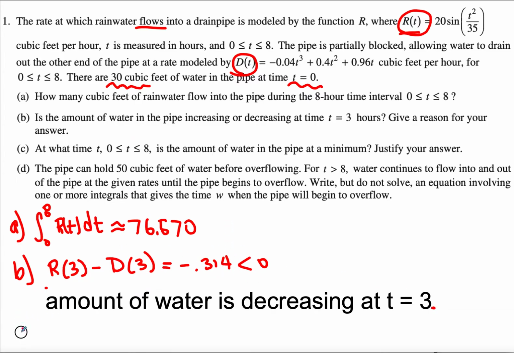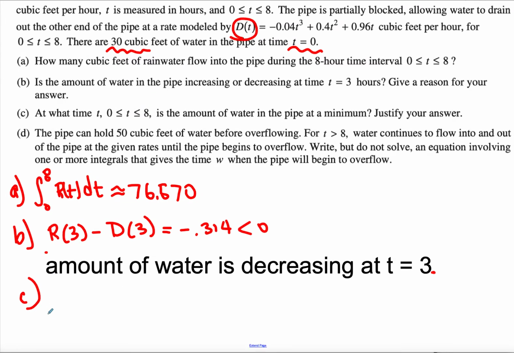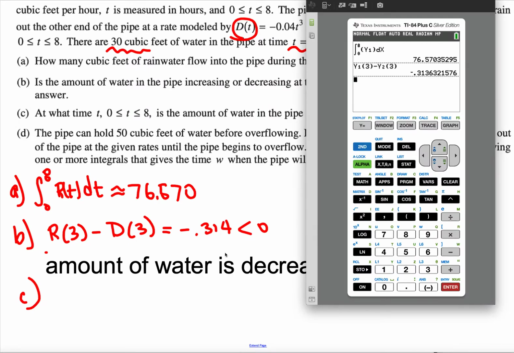Now let's look at part C. We're looking for the minimum. That means we need to consider the beginning and ending, and then any critical point. To find the critical point, the rate of change is R of t minus D of t. So I'm going to unhighlight that one and just do y sub 1 minus y sub 2.